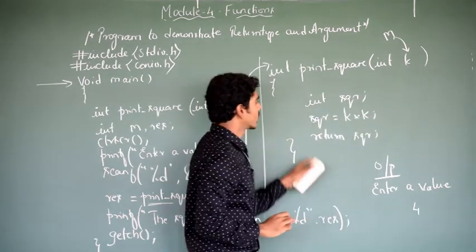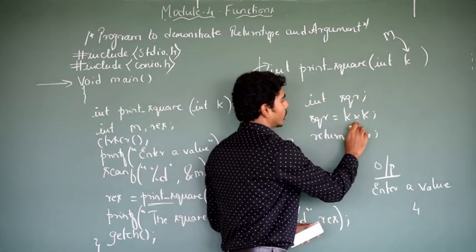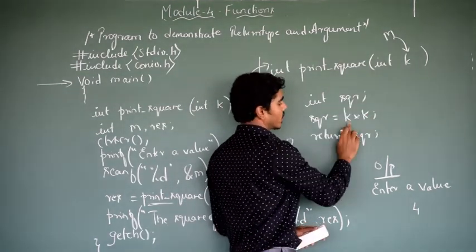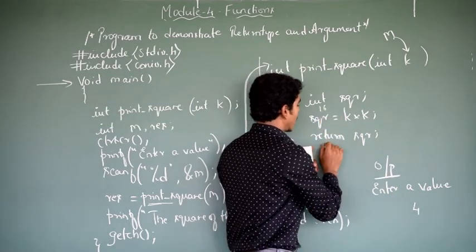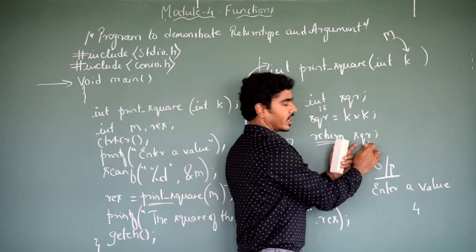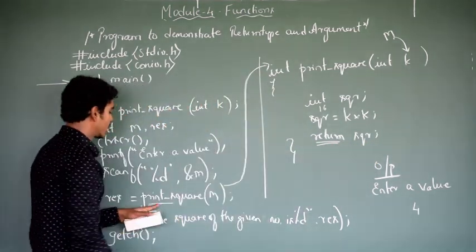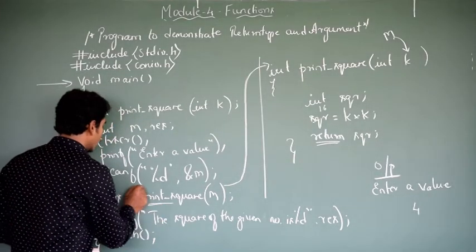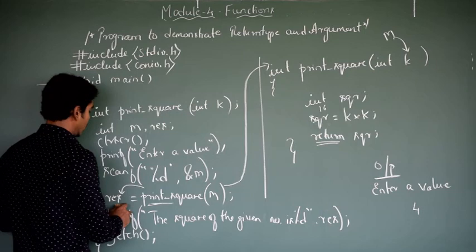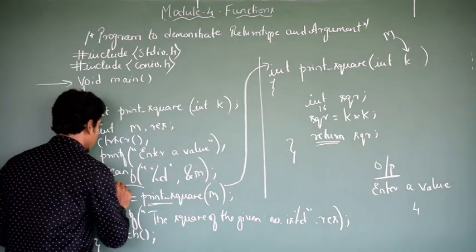Now let's start executing this particular section. int sqr = k into k. The value of k is the value of m and its value is 4. 4 into 4 is 16. So at last I am returning the value 16 back to the main program. So what happens? The control again comes back to the same place where exactly it was called, and that value is assigned to the variable result. So now the value stored in result is the value of sqr, that is 16.